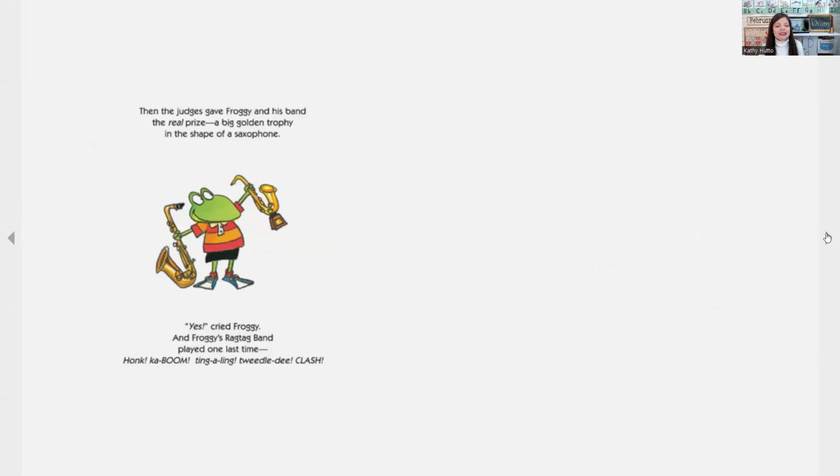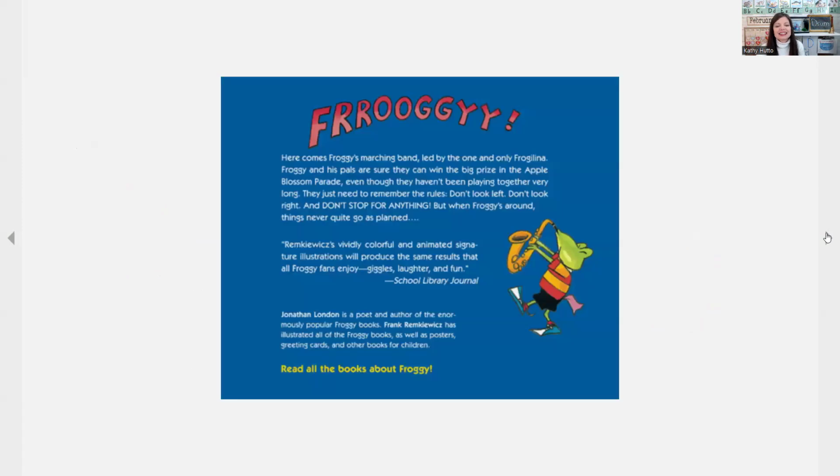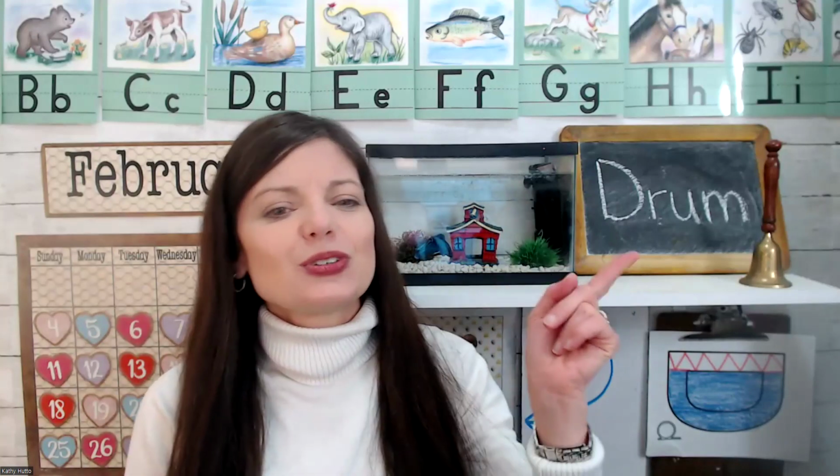And Froggy's ragtag band played one last time. Honk, kaboom, ting-a-ling, tweedledee, clash. The end.